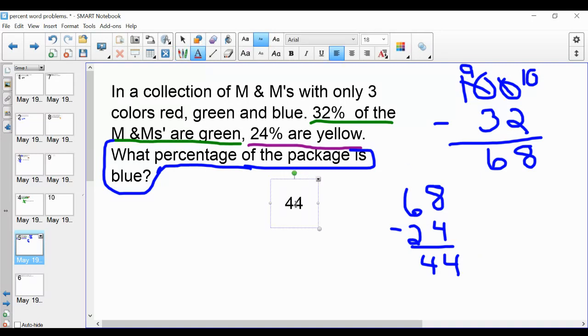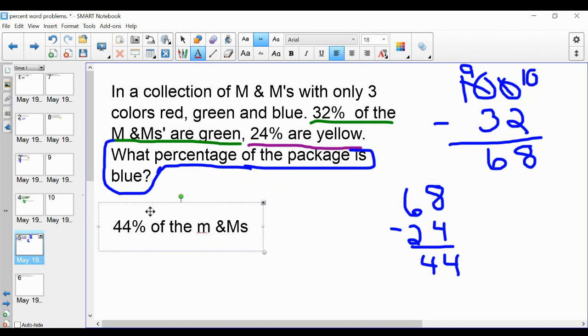So we have 44% of the M&Ms is blue. Another way you could do it would be to add 32 and 24 and then subtract that away from 100. Both of those would work very well.